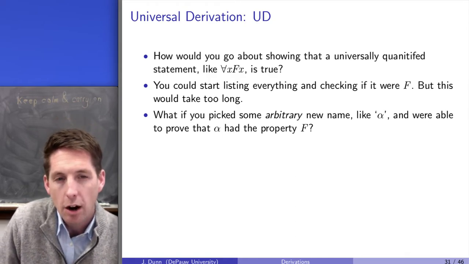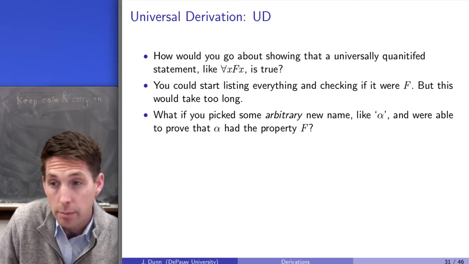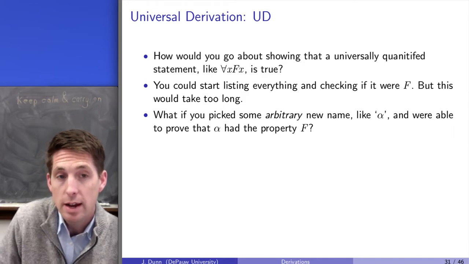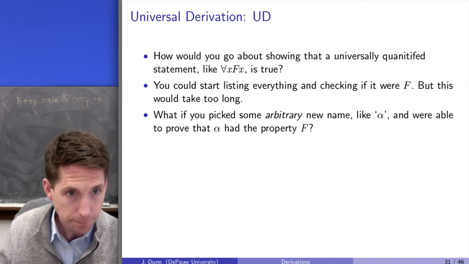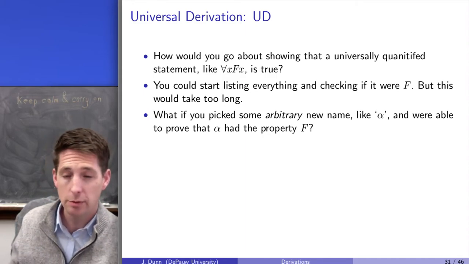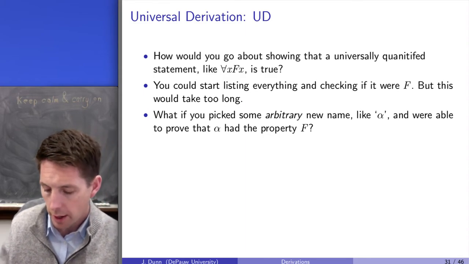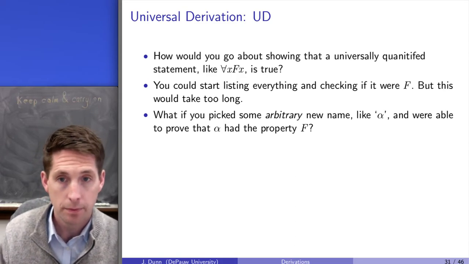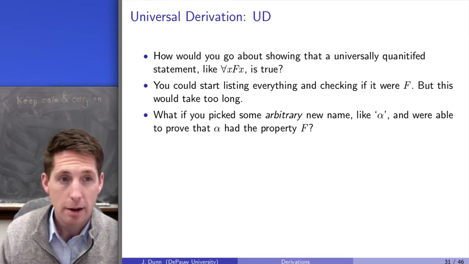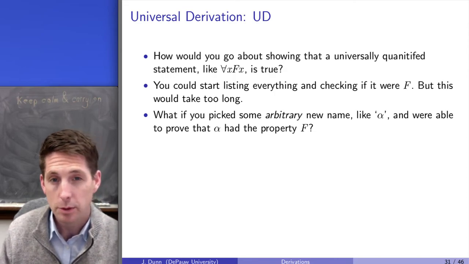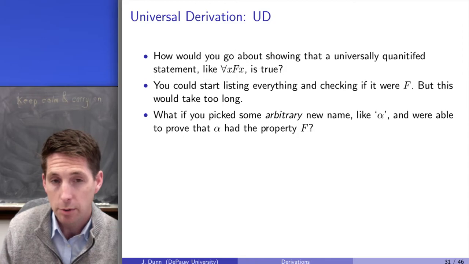Suppose you pick an arbitrary new name, a new constant, a name you've never heard before. For the sake of argument, we'll just say alpha. So you don't know anyone called alpha, you don't know any object called alpha, you have no idea what alpha is, you just invented the name. Suppose that even though you just invented the name alpha, you were still able to prove that alpha had property f.